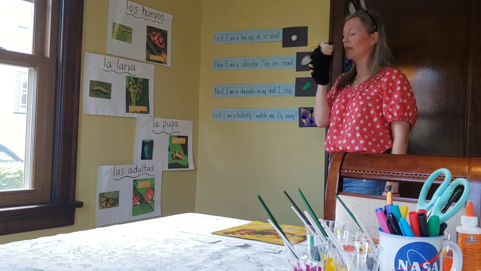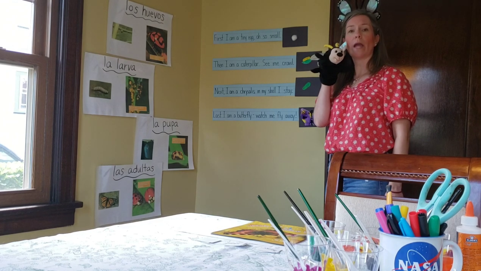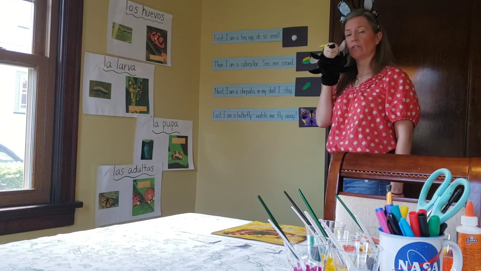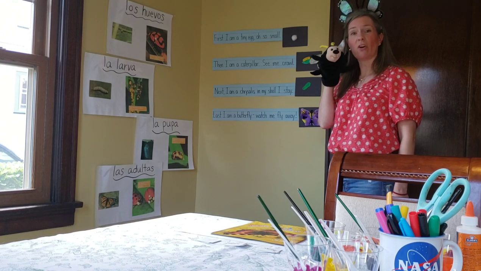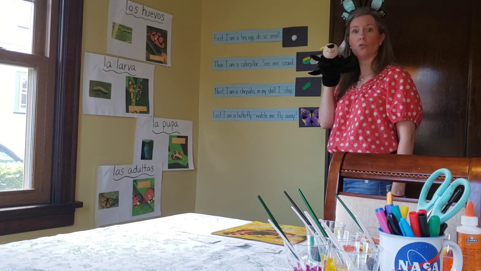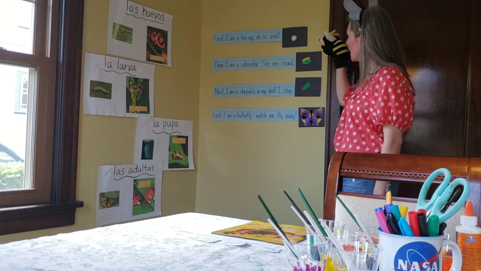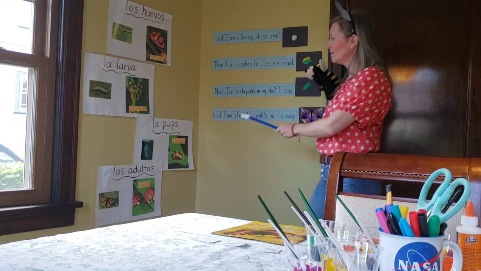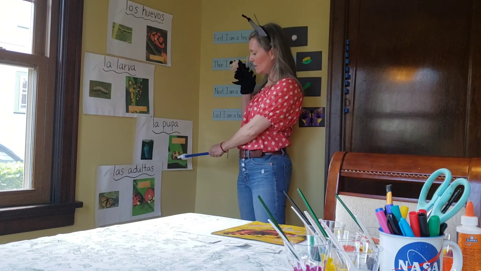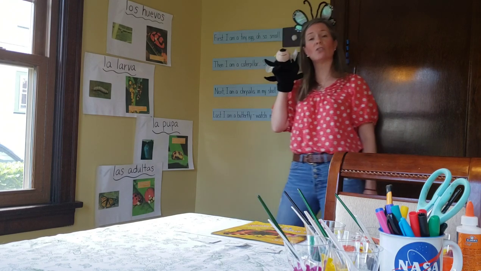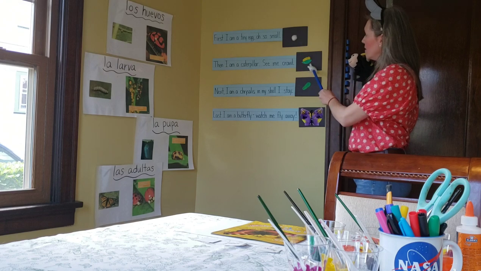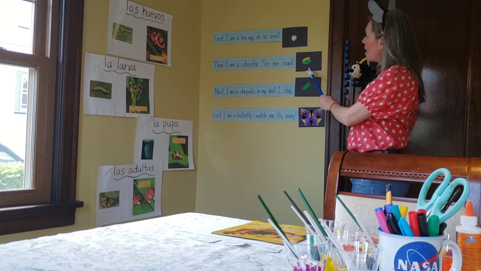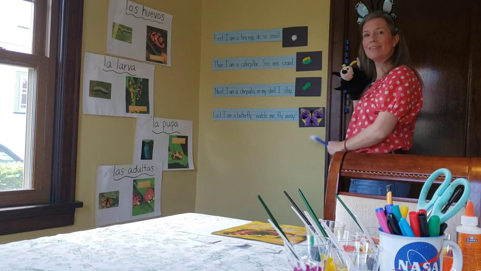Okay, last one. Let's see if you can find where the pupa is, the chrysalis stage of a butterfly, pupa stage. Where is it on the wall? Do you know? Can you find it? I bet you can. There's one. There's one. There's one. That's the pupa stage. That's the third stage. Egg, larva, pupa, adult. You say it. Egg, larva, pupa, adult.